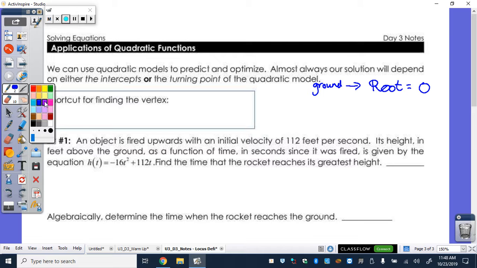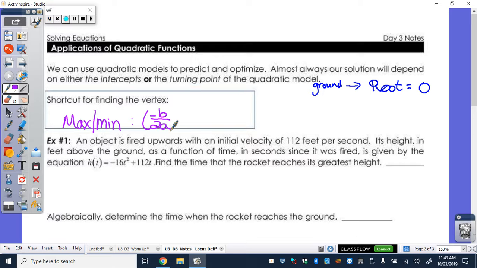If it wants you to find anything dealing with max or minimum, so the maximum height or the greatest profit or the most revenue, or if they're talking about the least amount of cost, something along those lines, you're looking for the maximum or the minimum of the parabola. So you have to start with the axis of symmetry formula, -b over 2a.